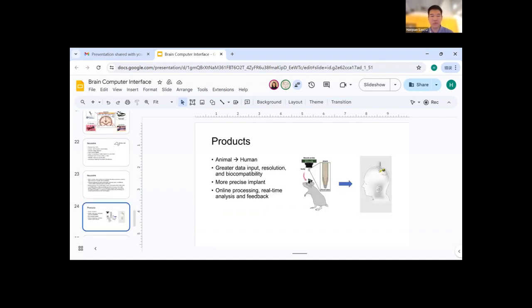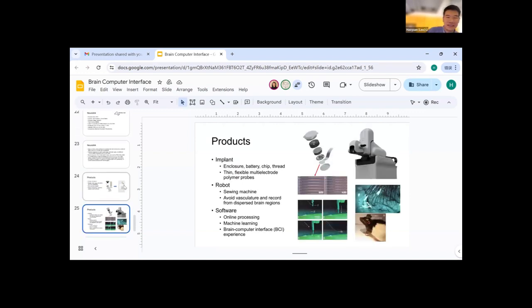So when people want to translate their product from the animal to human, there are a lot of challenges. For example, they have a greater data input. Also, they need higher resolution and also biocompatibility and higher stability of their material. And also, they need to have a more precise implant. And also, the data they collect needs to be processed online, with real-time analysis and feedback.